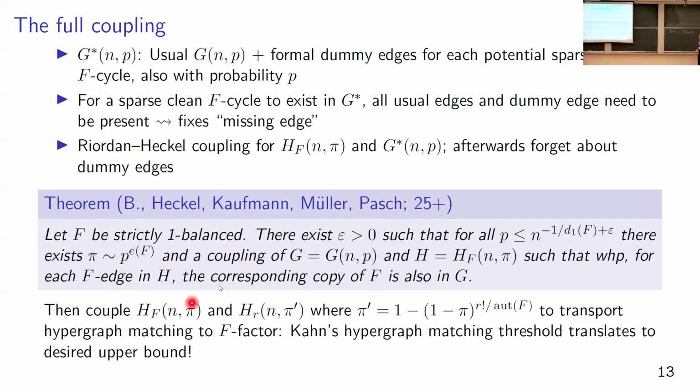And now I can use another coupling between this H_F and the r-uniform hypergraph, where we know the threshold for a hypergraph matching, where pi prime and pi are related like this. And now if I plug in Kahn's threshold for the hypergraph matching here and go through all of this, then it will produce the desired upper bound that we need to make the proof work.